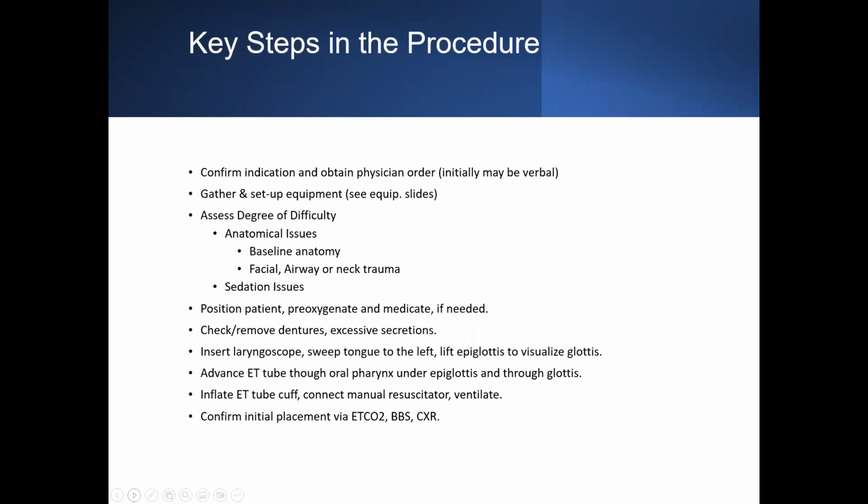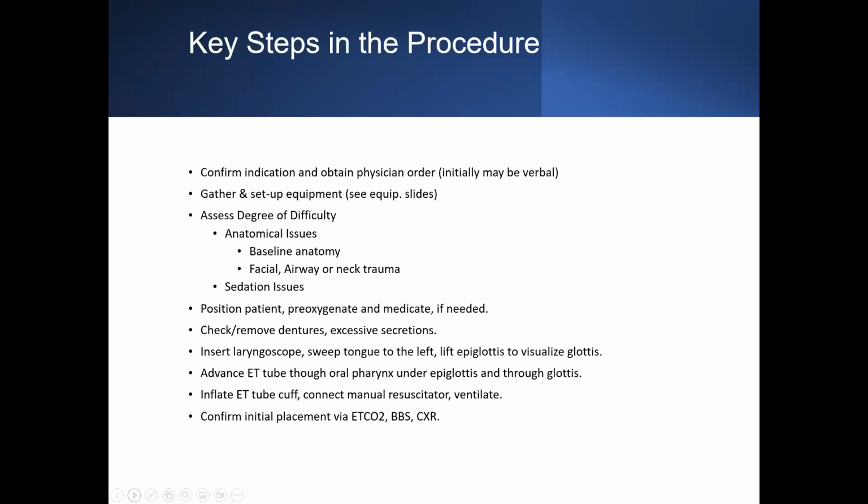Okay. Check, remove dentures and excessive secretions, insert the laryngoscope, sweep the tongue to the left, lift the epiglottis to visualize the glottis. Advance the ET tube through the oropharynx, under the epiglottis, through the glottis. Many times it goes easily. 80% of them are pretty straightforward, 10% are a bit harder, and the final 10% can be pretty challenging.